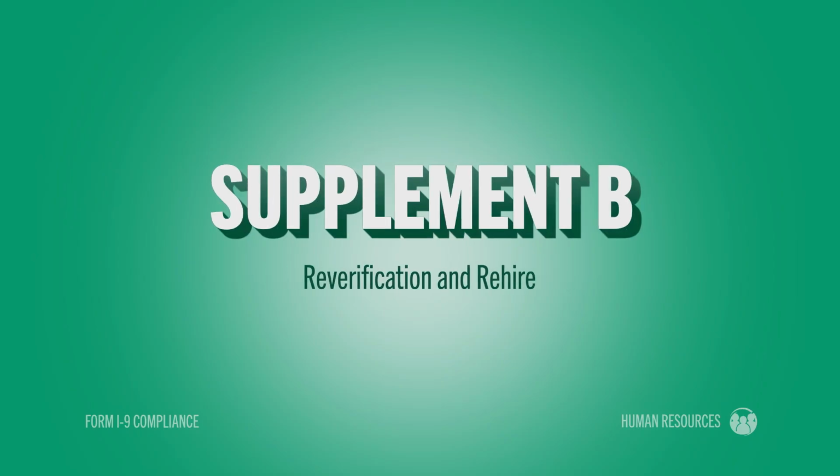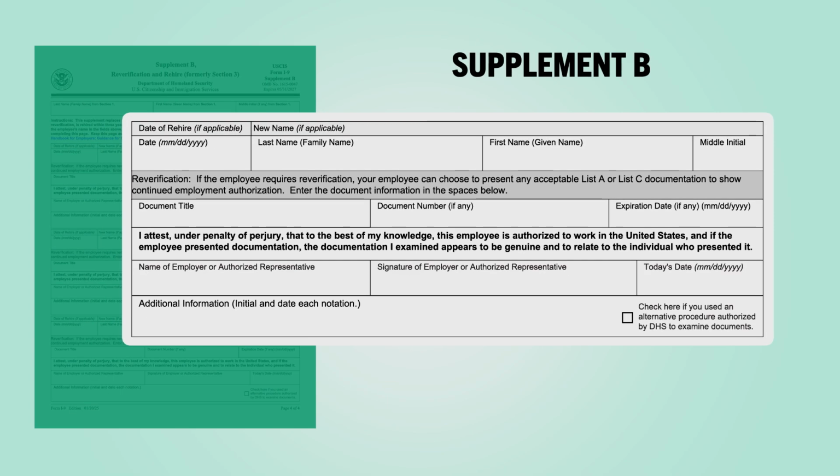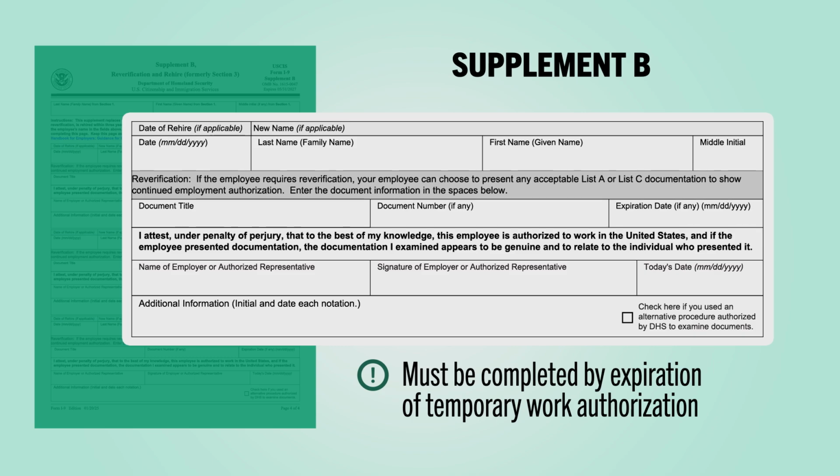Supplement B, re-verification and rehire. Use Supplement B, formerly Section 3, for re-verification or rehire situations. If a temporary work authorization expires, re-verification must be completed by that expiration date.